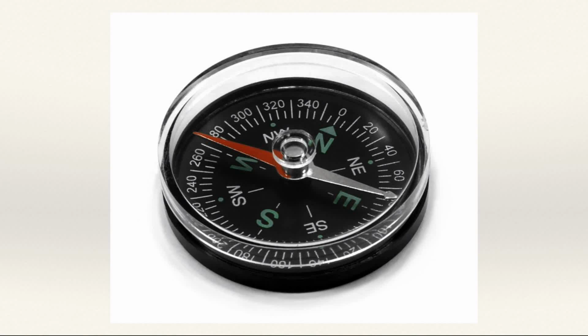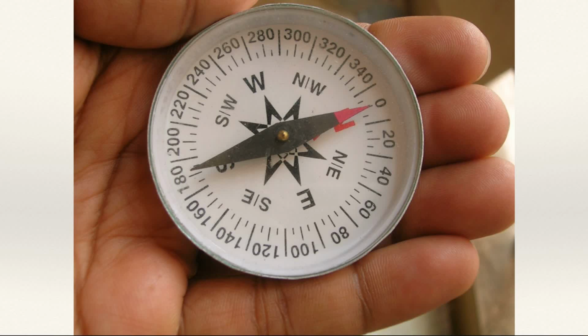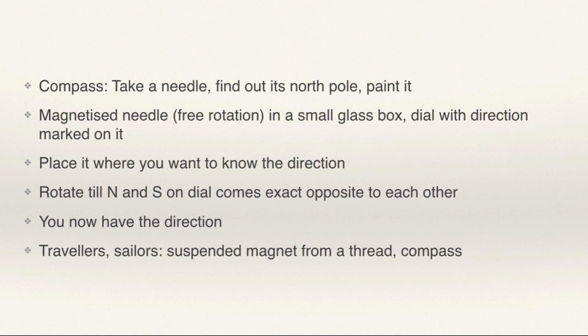Again, as you can see, there is one side which is marked, and when it is freely suspended it is always towards the north. Now compass, as I have already spoken, it is just a needle and you find out its north pole and just paint it.